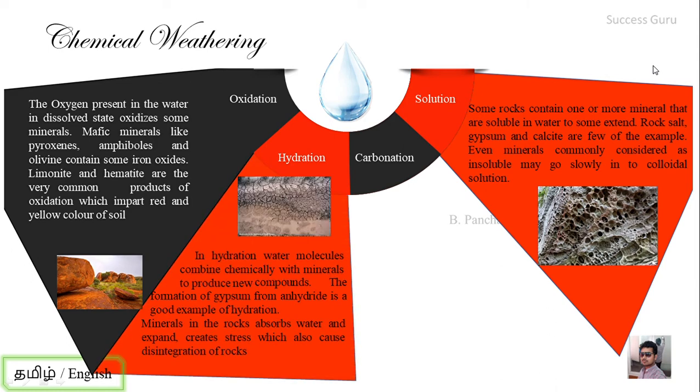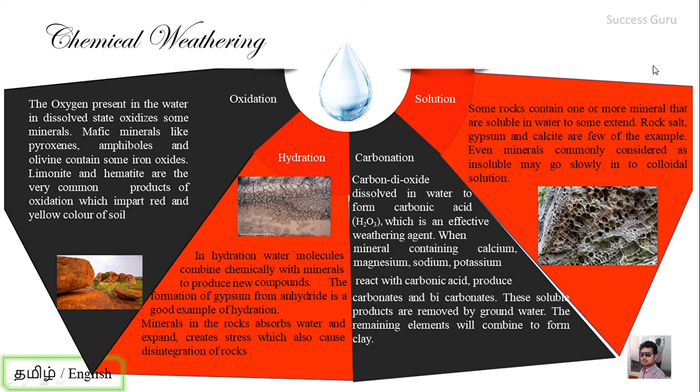The next one is hydration, in which water molecules combine chemically with minerals to produce new compounds. For example, the formation of gypsum from anhydrite is a good example of hydration. Minerals in the rock absorb water and expand, and during this expansion a stress is created in the rock that results in its disintegration. So chemical weathering also leads to physical weathering during hydration.